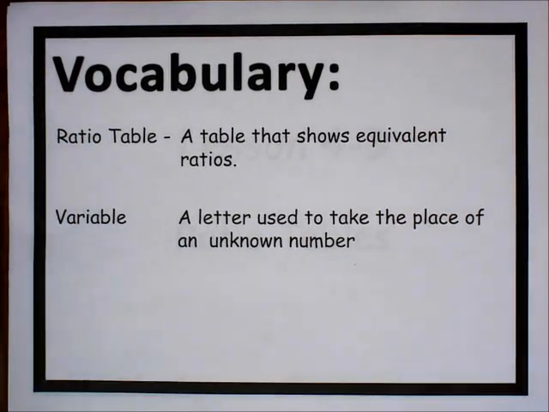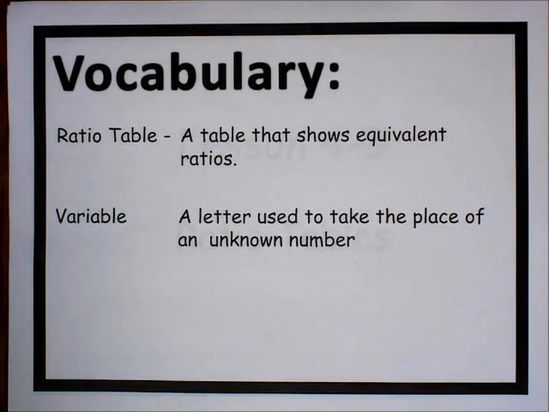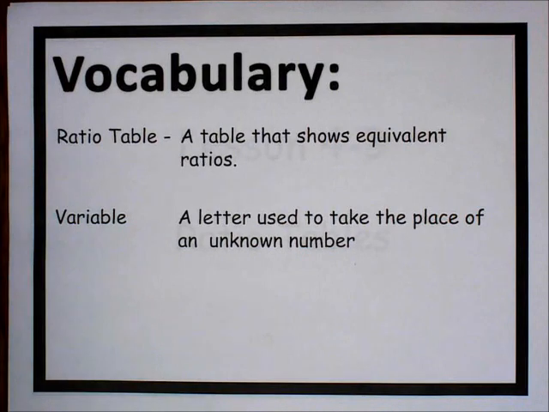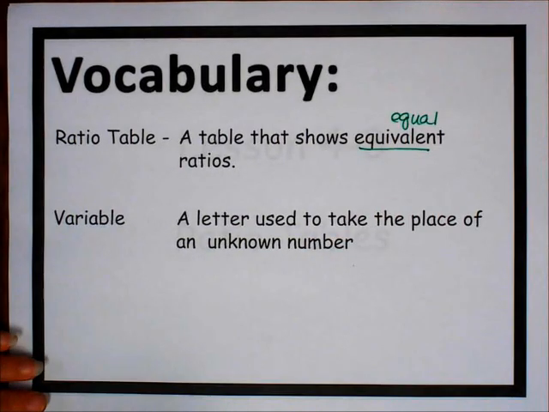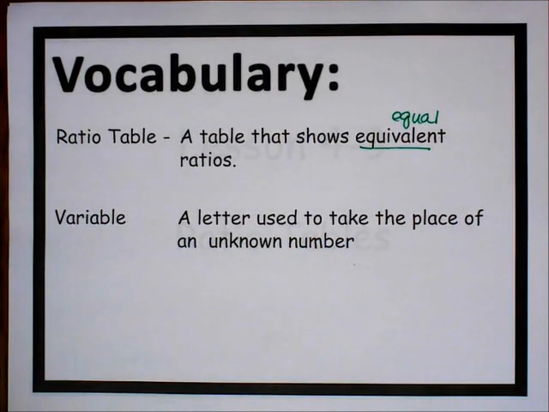We have two new vocabulary words that we need to add to our journal today. The first one is ratio table, and you need to know that a ratio table is a table that shows equivalent ratios. And remember that the word equivalent just means equal. So it's going to show that two ratios are equal to each other.